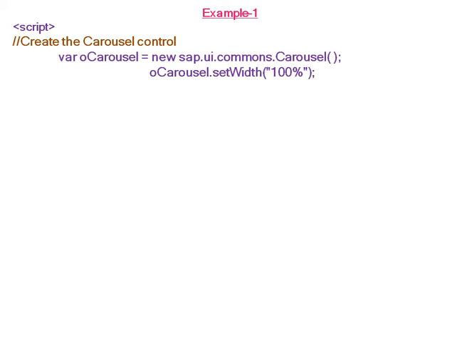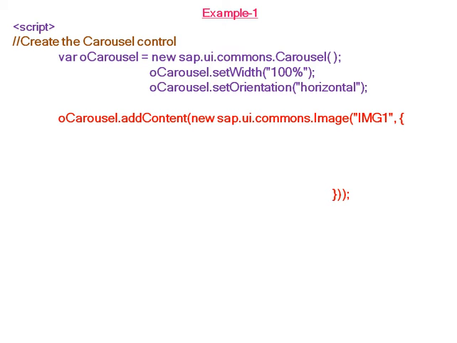In the application section, we start by creating the carousel control, the constructor for creating a new carousel, and the width is set to 100%, and the orientation of the carousel is horizontal. In the carousel, we add a new image, that is image 1.